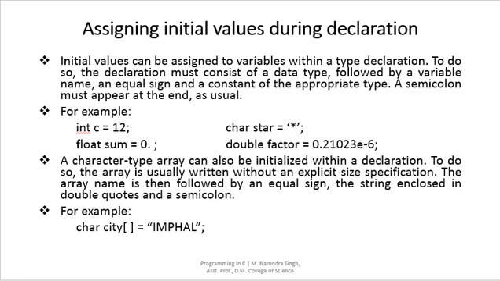A character type array can also be initialized within a declaration. To do so, the array is usually written without an explicit size specification. The array name is then followed by an equal sign, the string enclosed in double quotes, and a semicolon. For example, char city[] = "infal"; This statement is declaring that the variable city will be an array of characters without specifying the size of the array, and at the same time the initial string constant infal is being assigned to the array city.